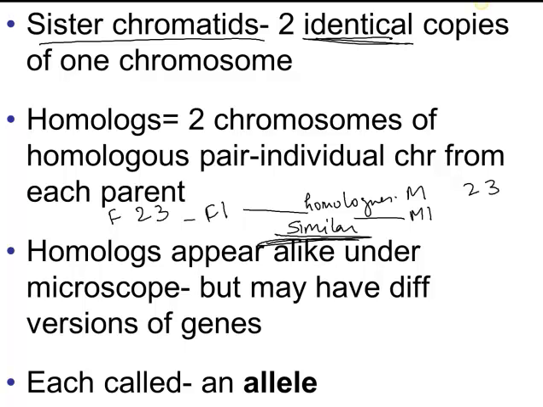So they look alike under the microscope, but they have many different versions of the gene. Each version is called an allele. For example, my father would have given me an allele for black hair, and my mother would have given me an allele for brownish hair.